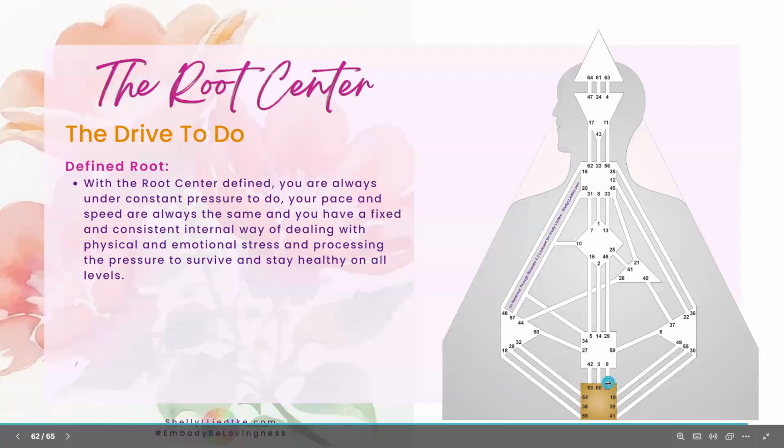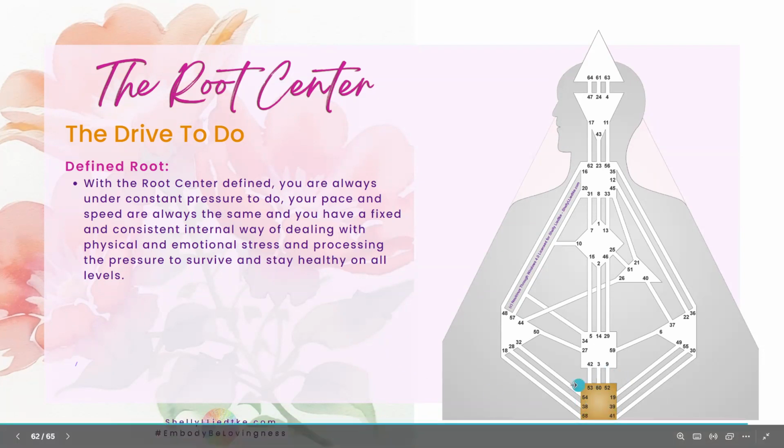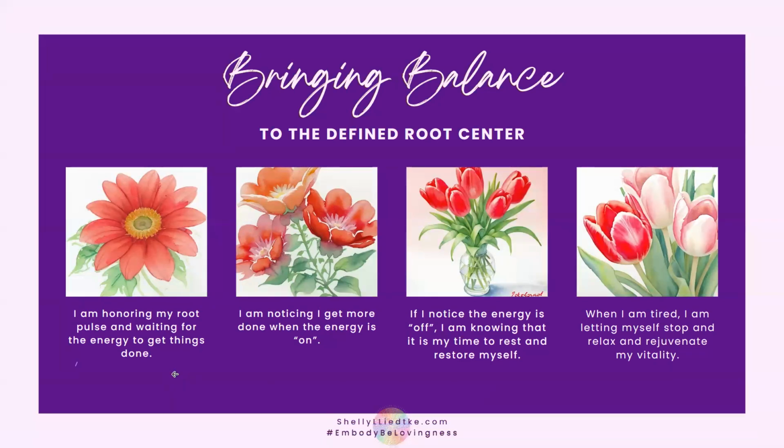So the gate 52 is called the mountain, and that is sitting in inner stillness and peace and calmness inside oneself. However, if you keep hurrying around, then that pressure can get you under stress. So if you're feeling emotional stress or physical stress or pressure to constantly do, and it's taking a toll on your health, this root center may be a source to look at the themes in. The themes here for the defined root center: I am honoring my root pulse and waiting for the energy to get things done.